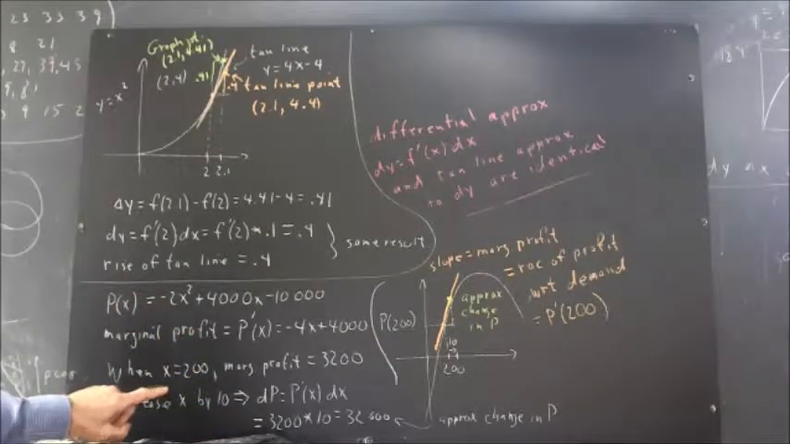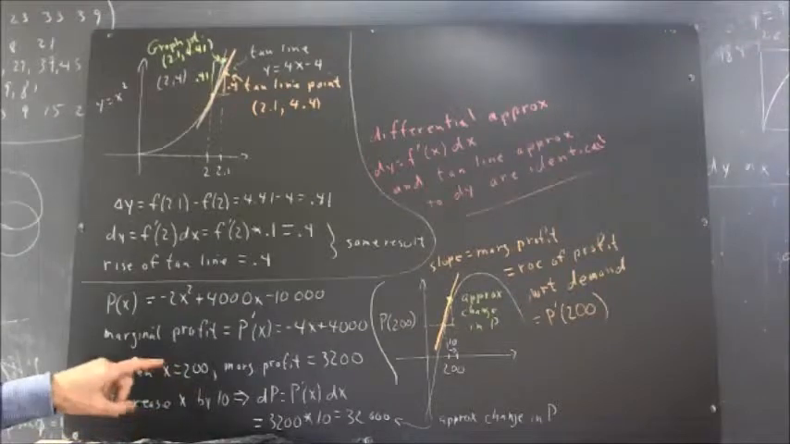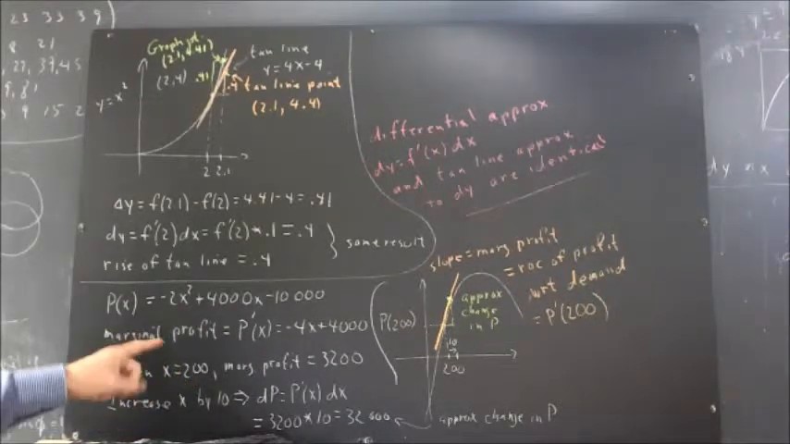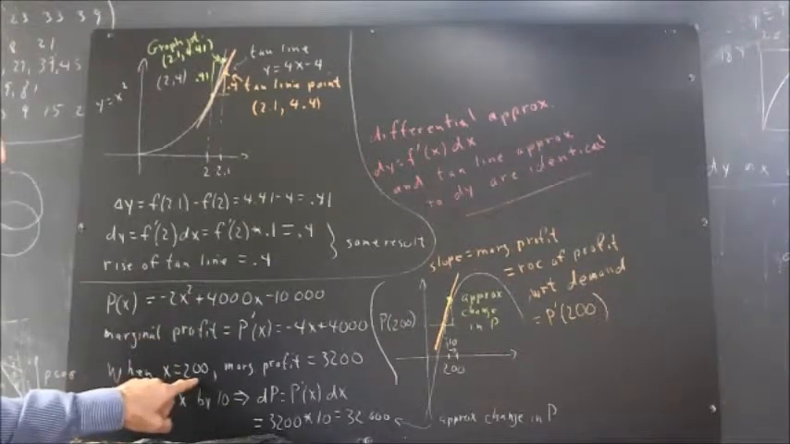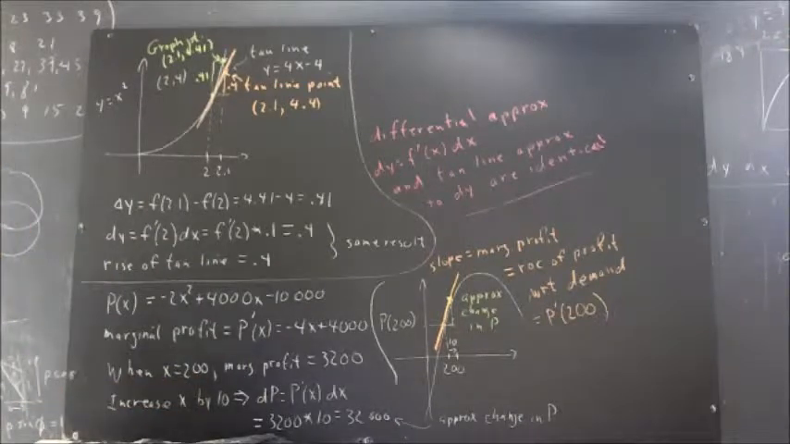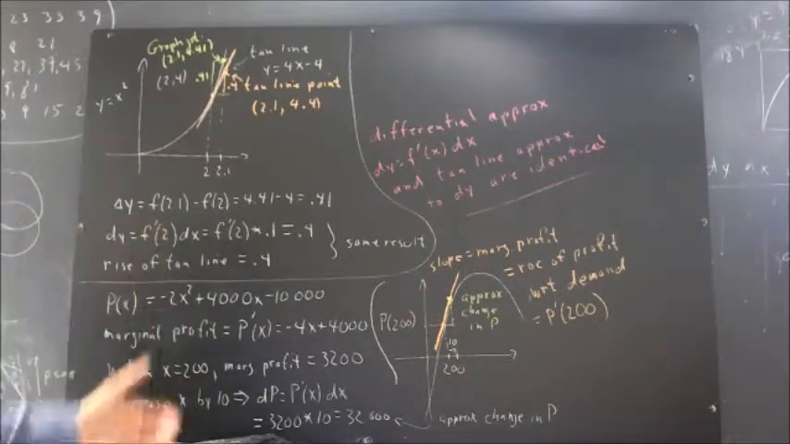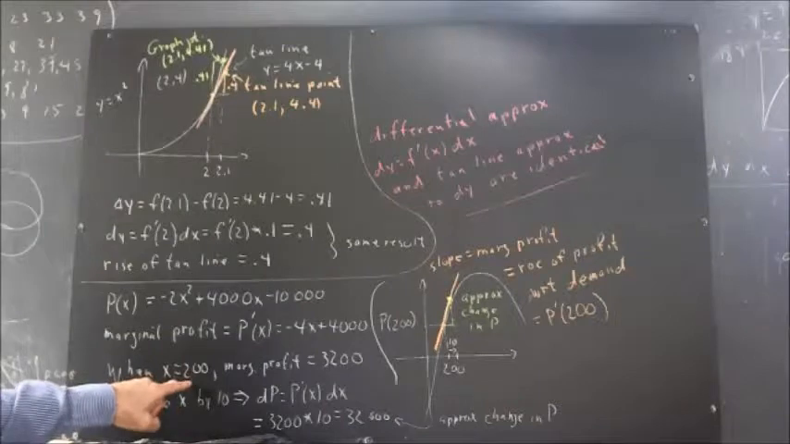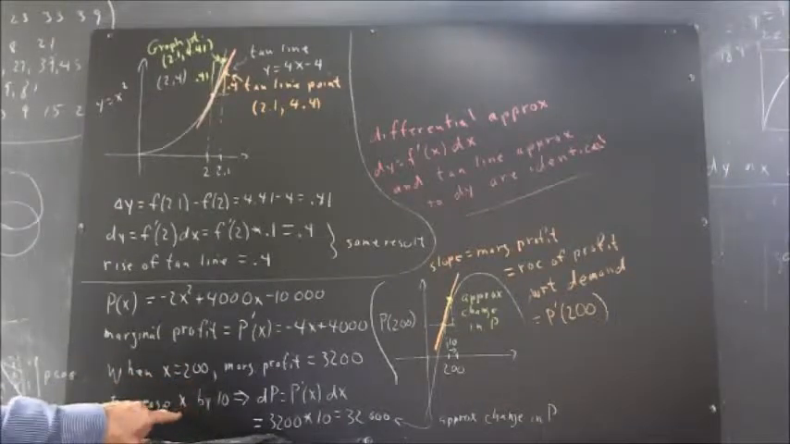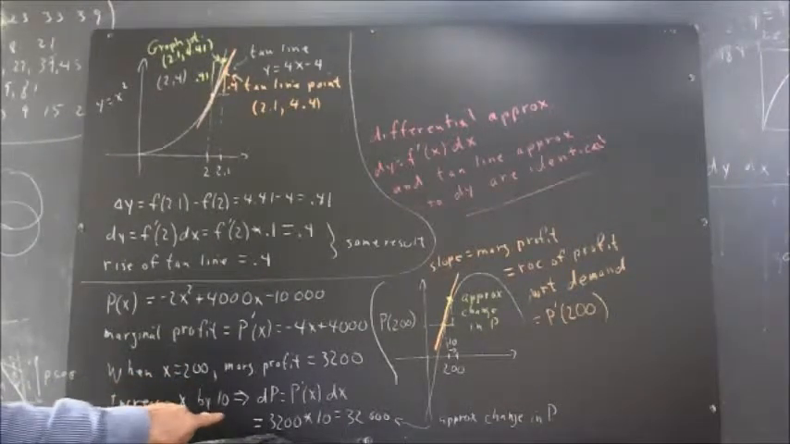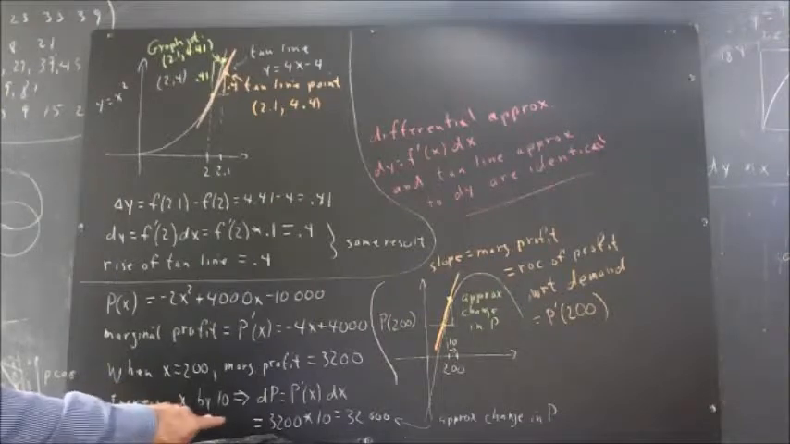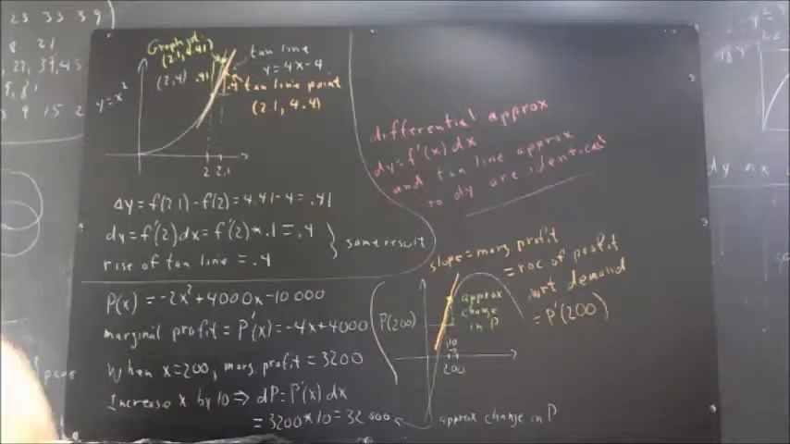In other words, if we have a demand of 200, by how much will profit change? It doesn't necessarily go up, it could go up or down. By how much does profit change if we increase the demand by 10?